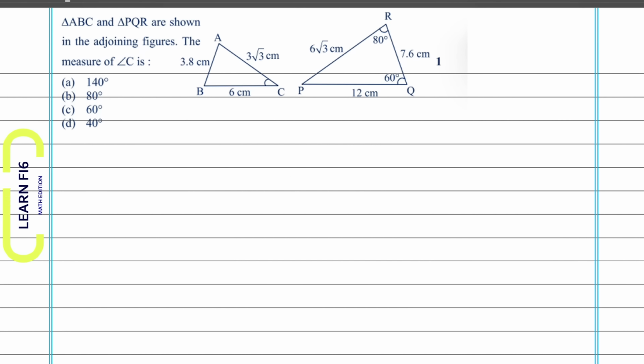Let's go to the next question. Let's observe the diagram. If you multiply this part with 2, you will get this one. So pq is equal to 2 times bc. In the same way, if you multiply this 3.8 with 2, you will get 7.6, which means rq is equal to 2 times ab.